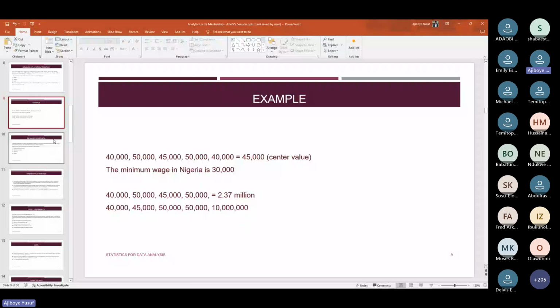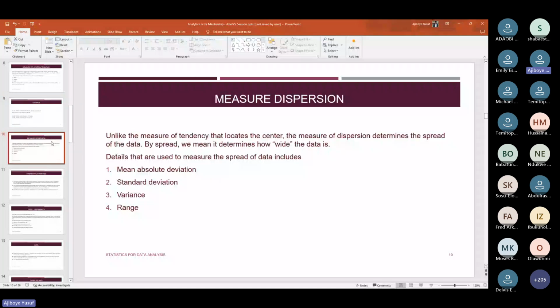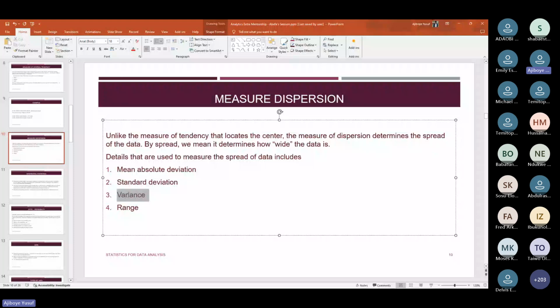So let's talk about the measure of dispersion. Remember I said there are two types of numerical summarization: measure of tendency and measure of dispersion. Measure of dispersion determines the spread of your data set. It determines how wide your data set is. Under this we have the mean absolute deviation, the standard deviation, the variance, and the range. If you have used Excel before, you'll notice that Excel has several formulas that allow you to calculate the range, variance, and SD.